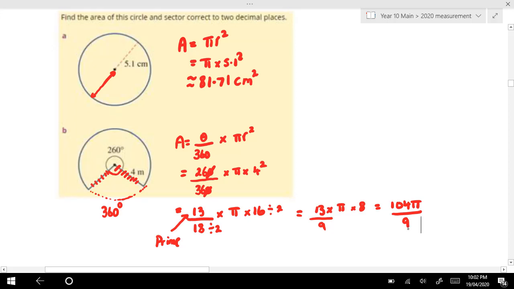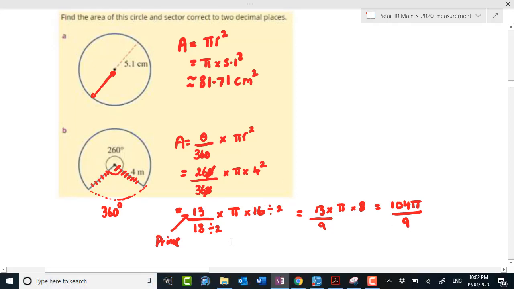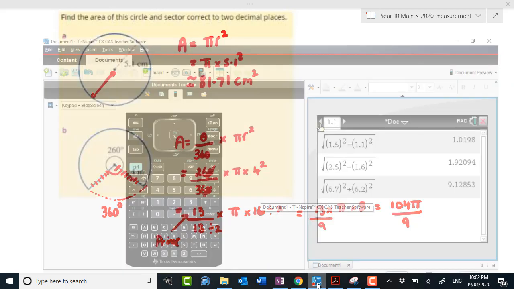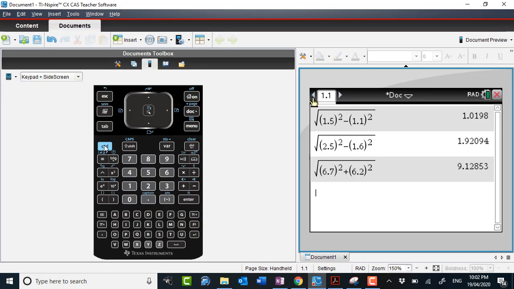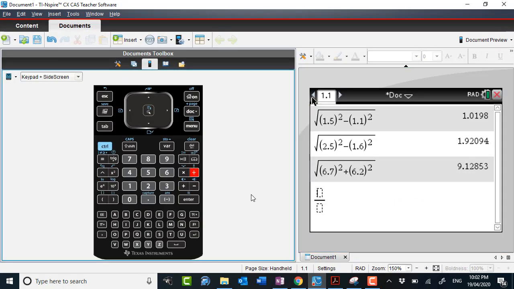Let's go and throw this in a CAS calculator. I'm going to put all of this in. Now, when doing that, first of all, use your fraction button. Okay, so we've got the fraction button. We want 260. Put 260 over 360. And then we're going to times that by pi.